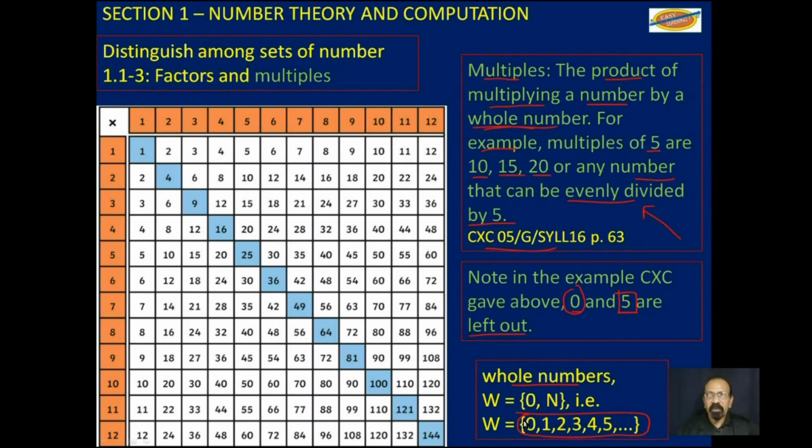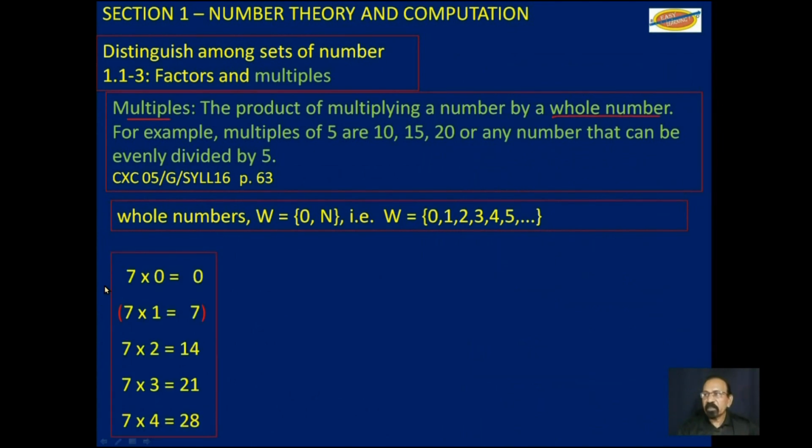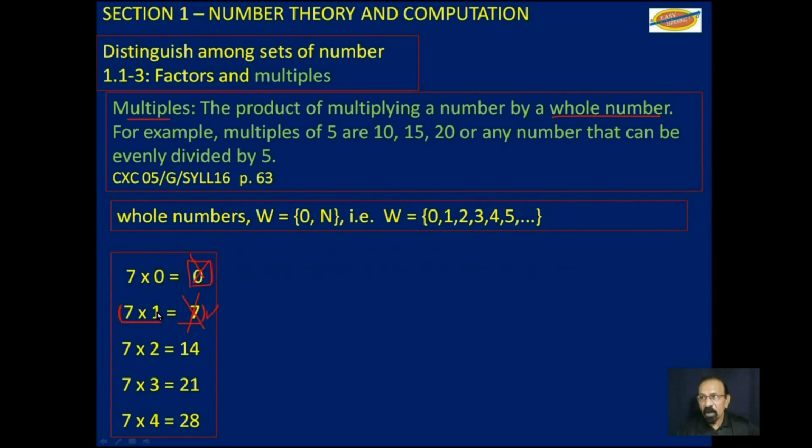According to this definition here, if you multiply a number by any whole number, you will get a multiple of the previous number. That's not strictly correct because 0 and 1 do not apply. So, definition from CSEC: the product of multiplying a number by a whole number. So if you multiply 7 by 0 and you get 0, that is not a multiple of 7. If you multiply 7 by 1 and you get 7, that is not a multiple of 7 because you only have one 7 here. You don't have many 7s.